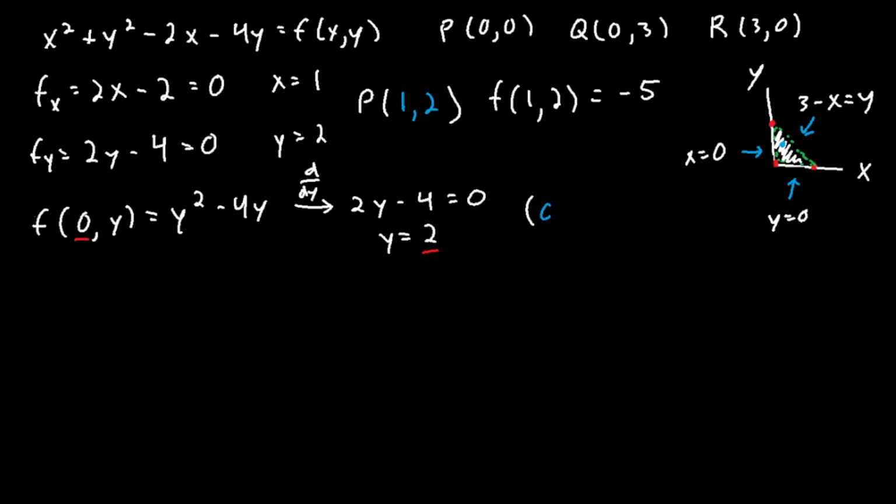So therefore, our point is 0, 2 for here. And 0, 2 is within our bounds. Now we have found the point 0, 2.